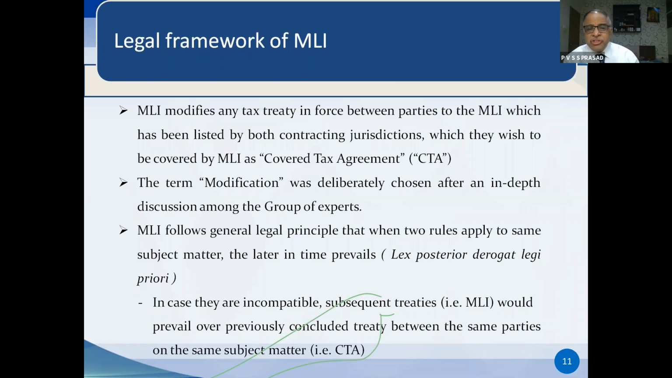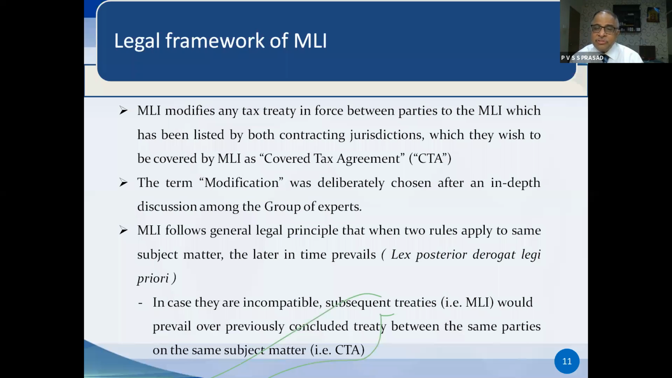MLI follows a general legal principle. What is the legal principle? When two sovereign states sign two agreements at two different points of time on the same subject matter, the agreement that is signed at a later point of time would prevail over the agreement that was signed at the earlier point of time. So that is an international rule, a legal principle which is enshrined in the Vienna Convention.